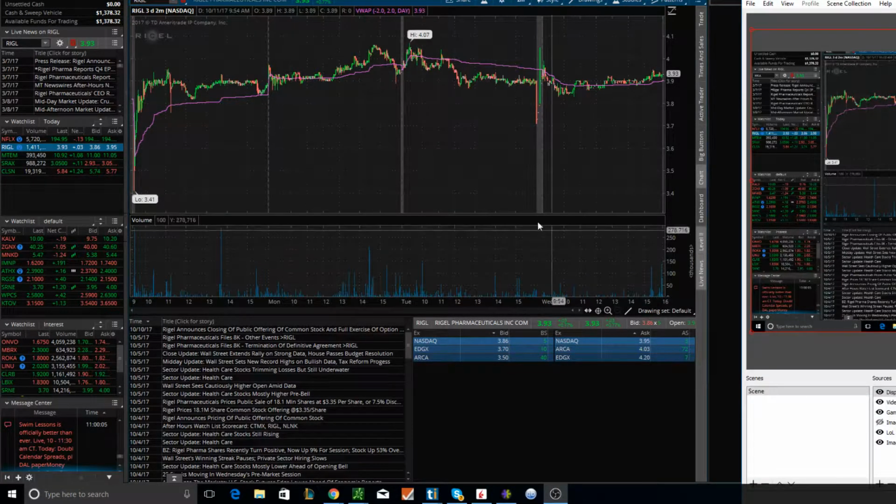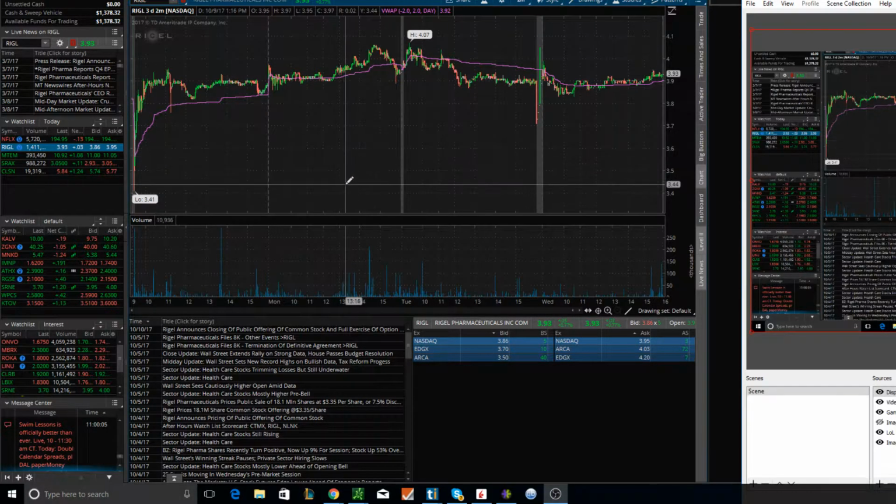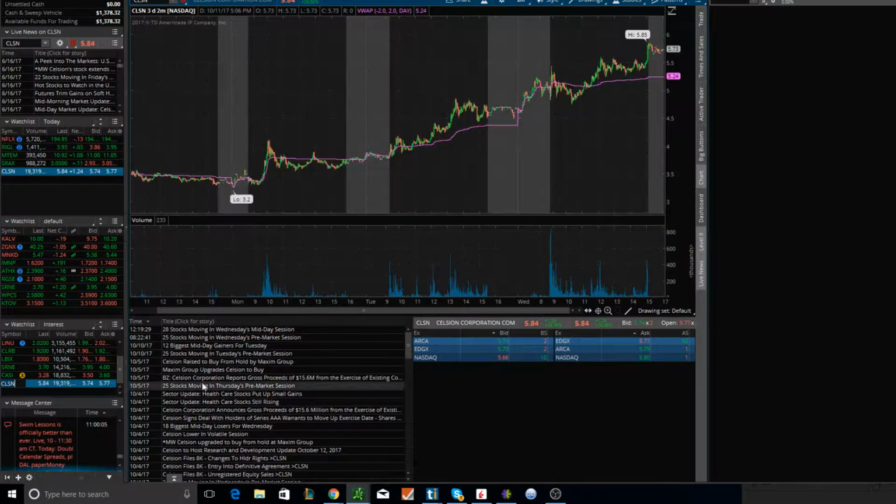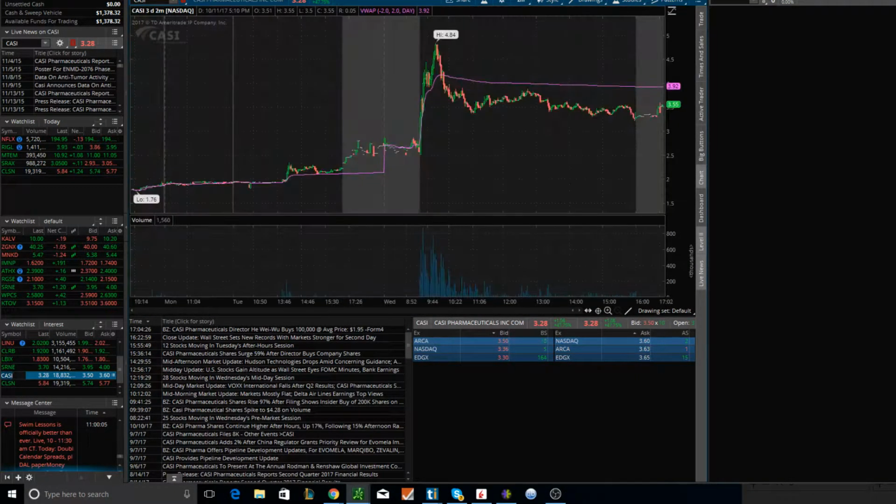Hi everyone. I will go over the ABCD pattern that I would play. There's a lot of variation of it, but the one that I would play has to be above VWAP. First, what is the ABCD pattern?